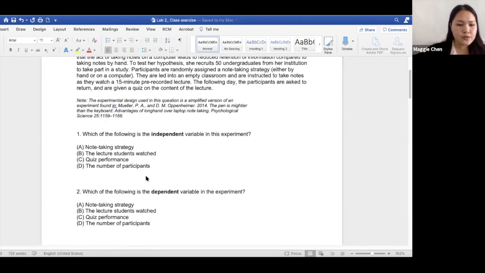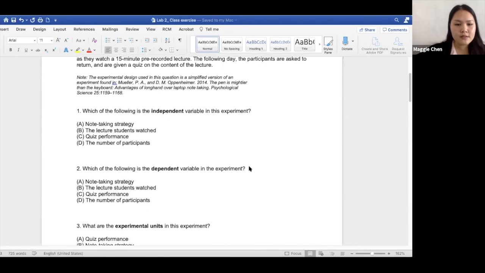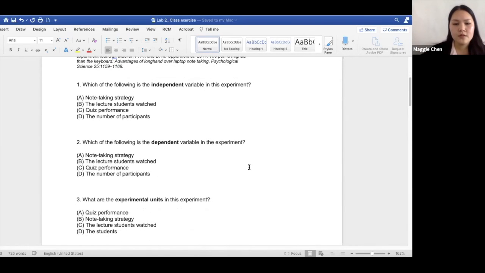For question 2, which of the following is the dependent variable in the experiment? So the dependent variable is the variable that we look at to measure the experiment's outcome. It's the outcome variable. It depends on the independent variable. So what are we measuring at the end of this experiment? Again, we're given the same options: note-taking strategy, the lecture students watched, quiz performance, and the number of participants.